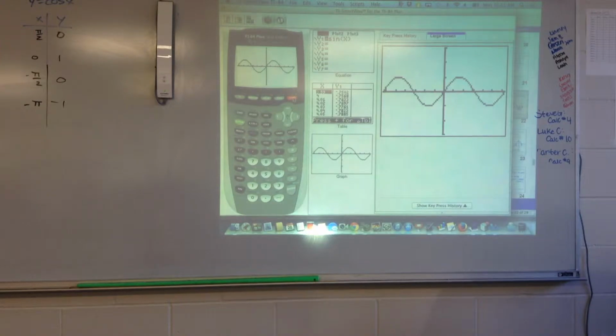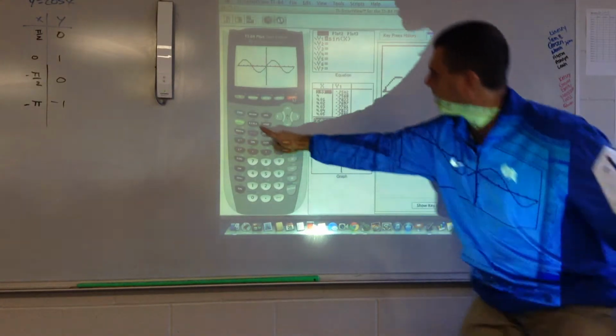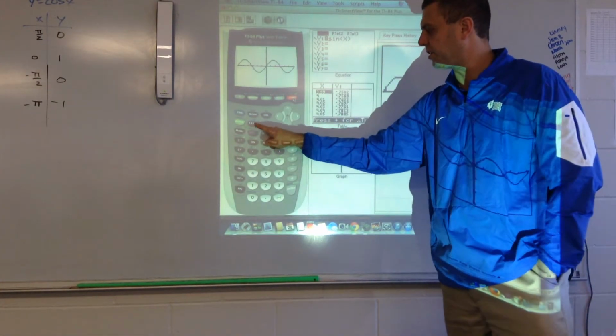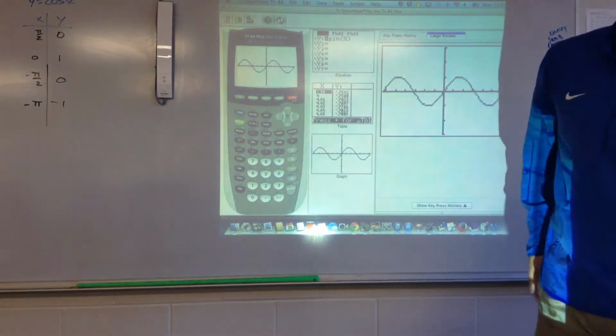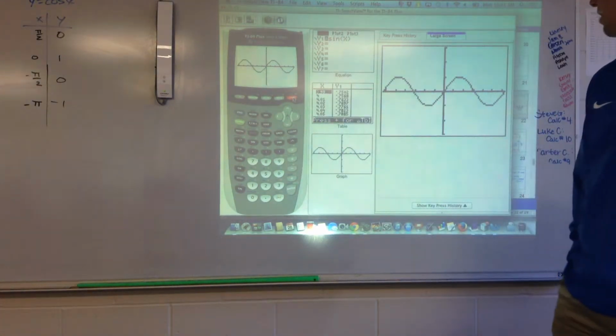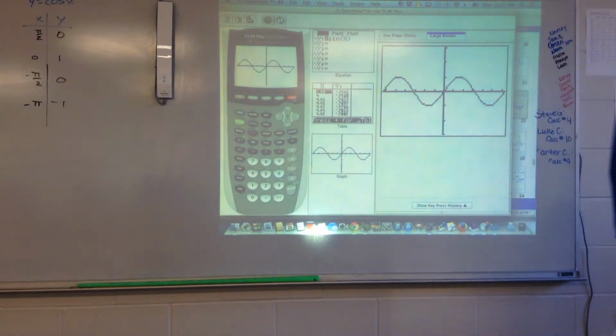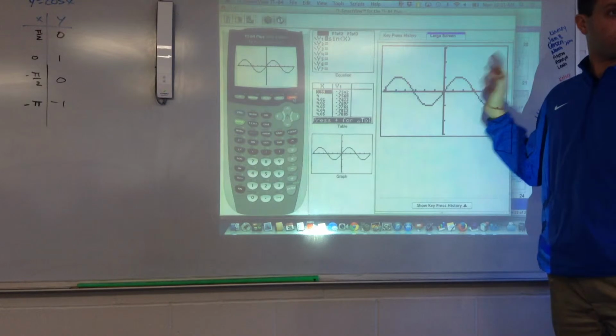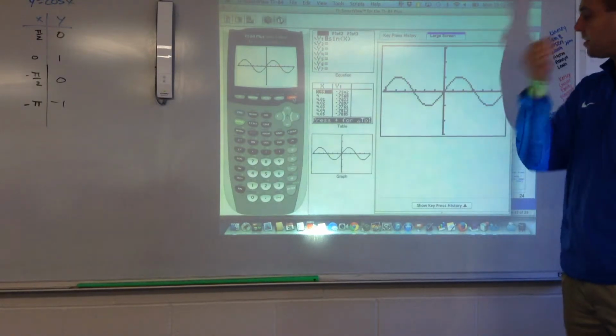How'd you put X in there? What's that? The x is right here. There's an x, there's a t, there's a theta, there's an n, but it'll be x because of the mode we're in right now. Okay? So you can at least see what the graph is supposed to look like. Okay?